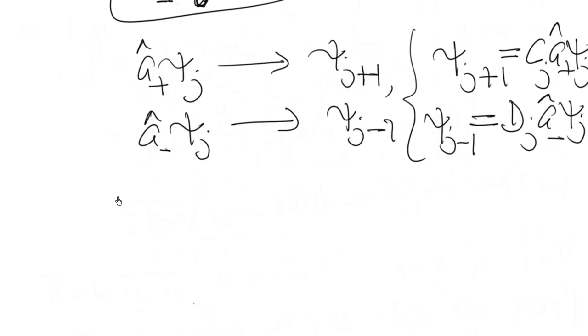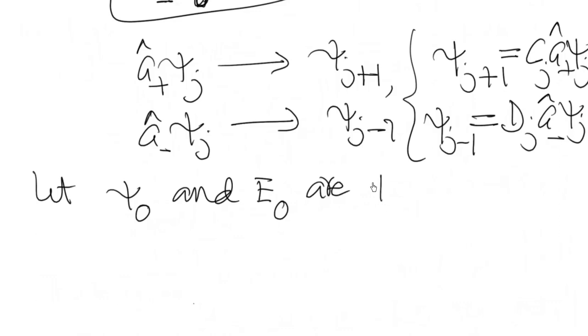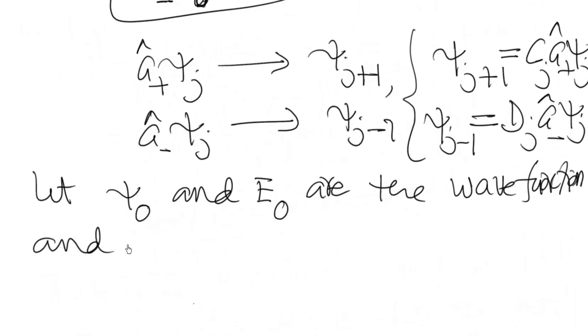So if we write down the Schrödinger equation, let us suppose that psi naught and E naught are the wave function or state function, and energy of the simple harmonic oscillator at the lowest possible state, which we call the ground state.